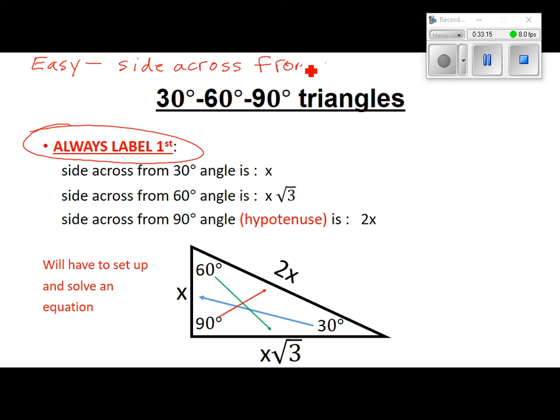If they give us the side across from the 30-degree angle, where x is, it's going to be a pretty easy problem to solve. When's it going to be hard? The side across from the 60-degree angle. When they tell you that this side over here is 17, it's not going to be an easy problem.